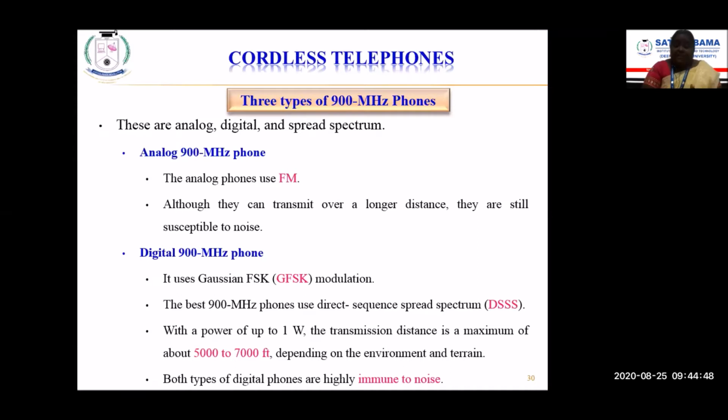Both types of digital phones are highly immune to noise. As we are using this kind of FSK modulation technique as well as the direct sequence spread spectrum technique, signals based on these methodologies are less susceptible to noise, and they are highly immune to noise. Therefore, these advanced digital telephones will not have any noise. We'll be able to hear the voice very clearly. So that is about the analog phones and the digital 900 megahertz phones.